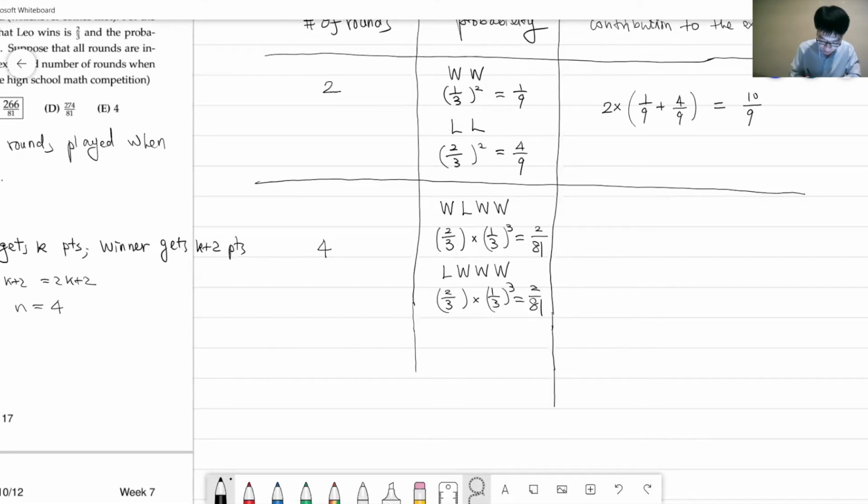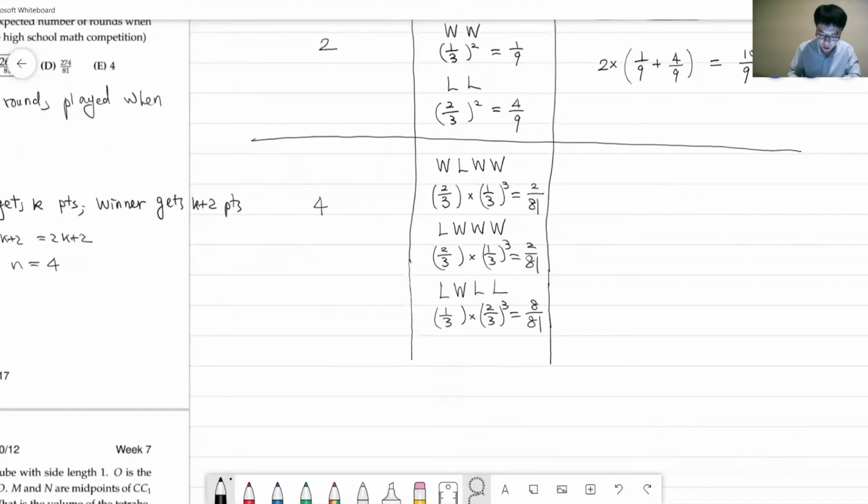Right, next, let's consider that Leo wins. If Leo wins, we have the following cases: L, W, L, L. So here we have 1/3 times 2/3 cubed, which is 8/81. And we also have W, L, L, L. This case also corresponds to Leo winning. So it's also 1/3 times 2/3 cubed, which is 8/81.